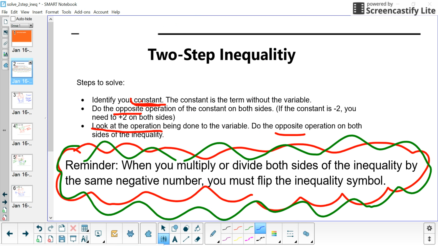So this is probably your most important slide right over here. It tells you exactly how to solve any two-step inequality. I hope you learned how to solve two-step inequalities.